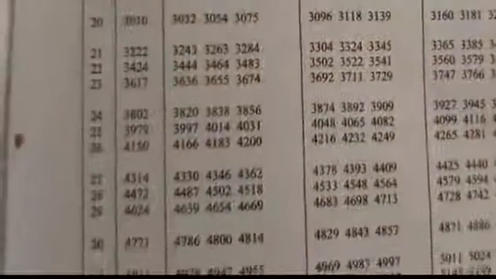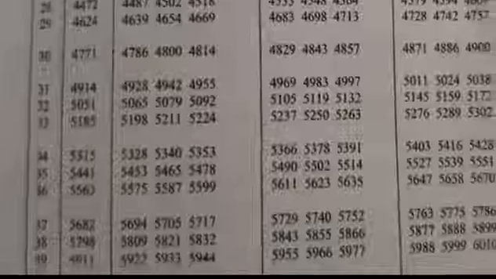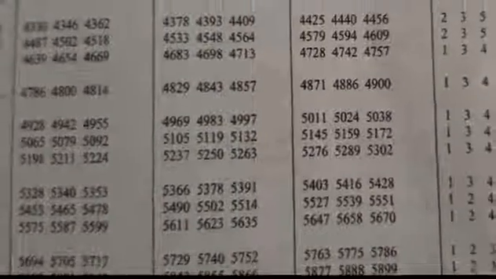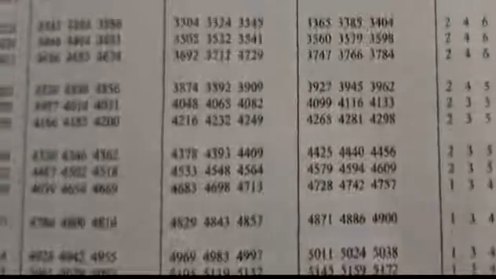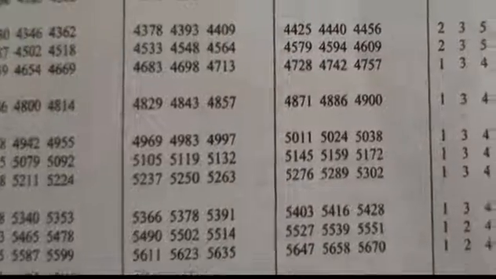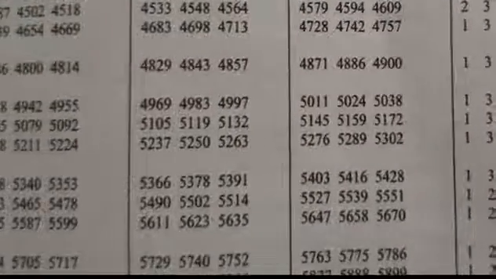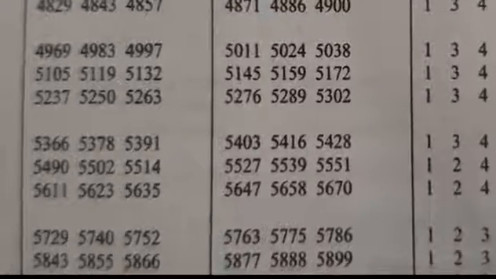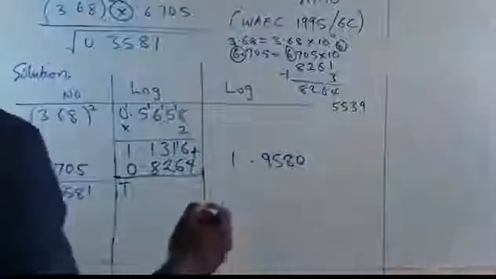So logarithm of 35 under 8. Log of 35 under 8 is 5539. Difference of 1 is 1.